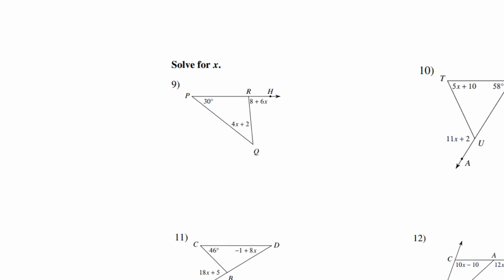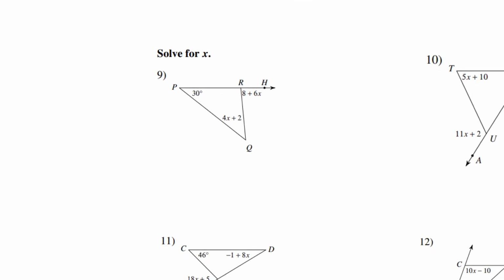Okay, drop down to that number 9 there. So on number 9, these two angles, inside angles, add up to equal this one out here. So on this one, it's going to be 4x plus 2 plus 30 equals 8 plus 6x. Okay, this 4x plus 2 came from right here, plus 30, this one, to equal this 8 plus 6x, which is on the outside.